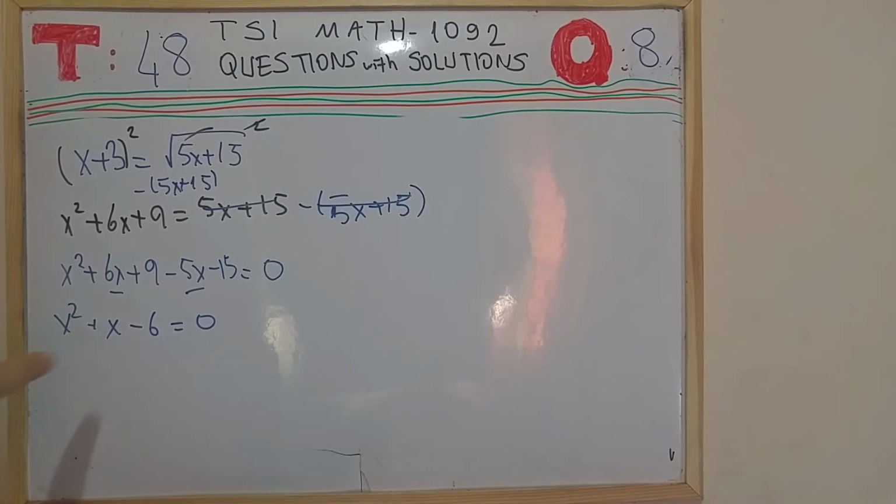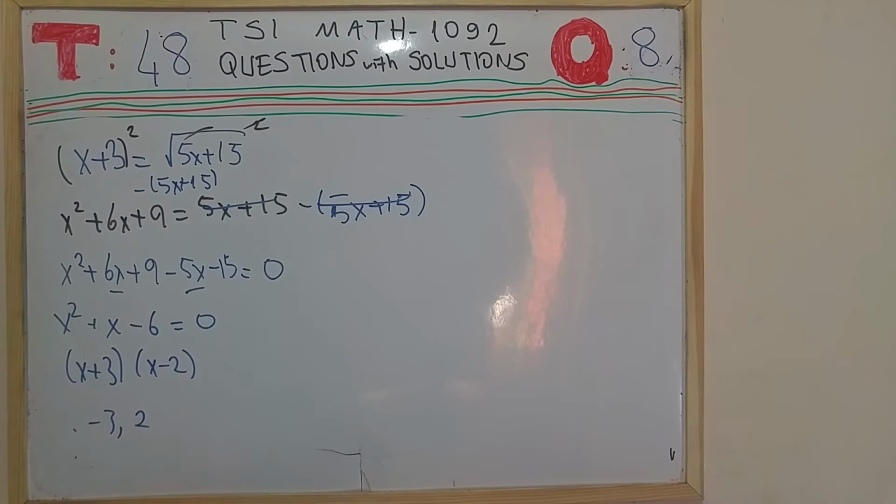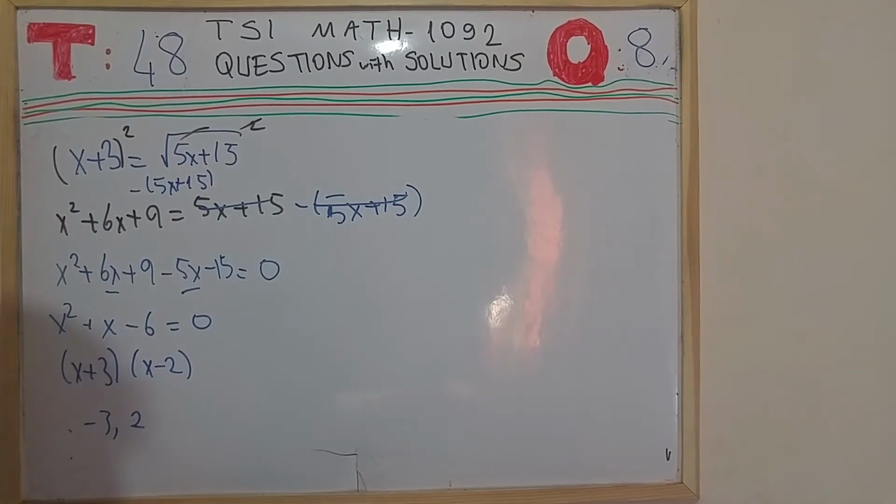Actually, this is equal to x plus 3 times x minus 2. So x values that I am looking for could be minus 3 and 2. When we look at the choices, we see that there's only 2 in the choices, which is B, so the right answer is B.